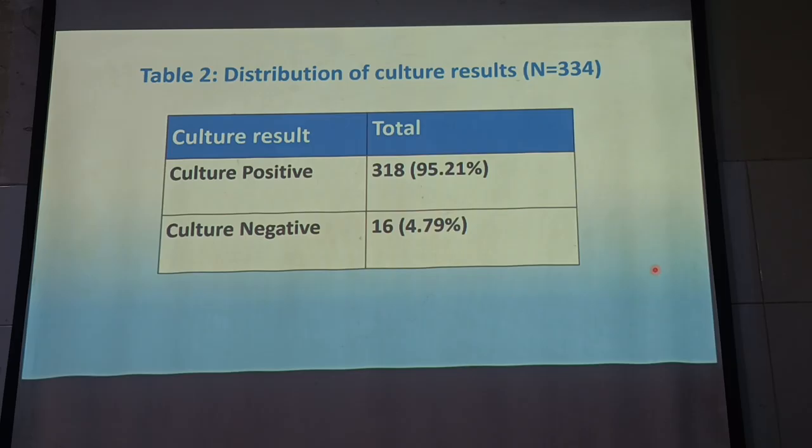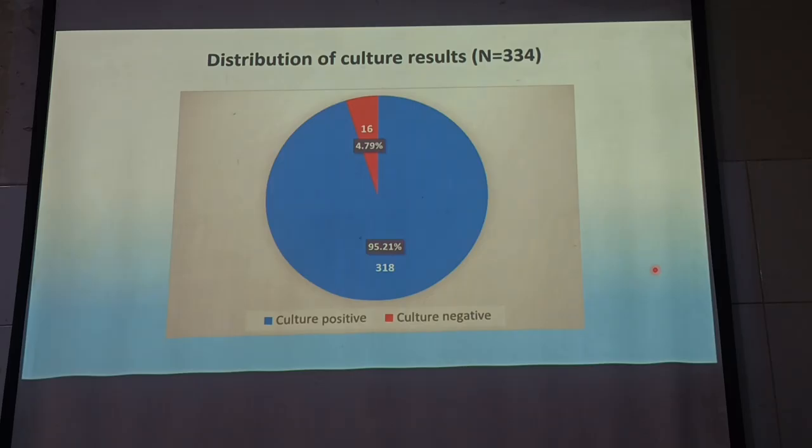Table 2 shows the distribution of culture results. Among 334 samples, 318 were culture positive and 16 were culture negative. This pie chart shows the culture results. 95.21% were culture positive and 4.79% were culture negative.